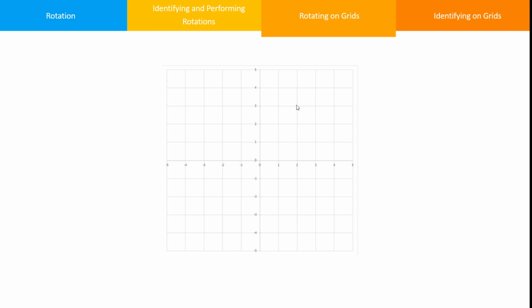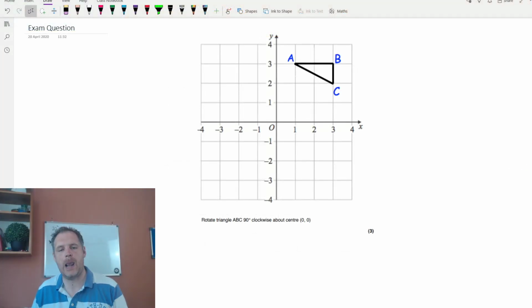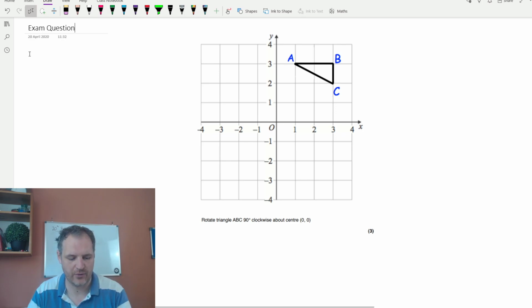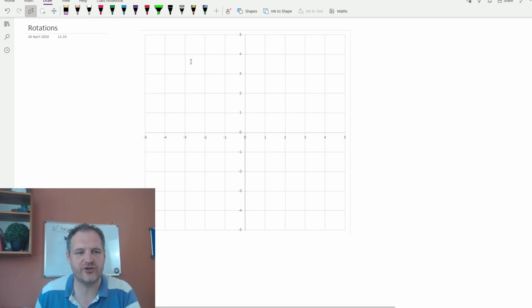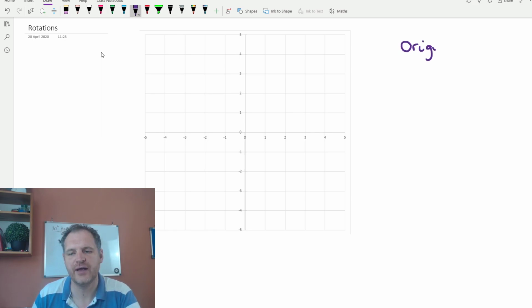Okay. If we have a dot here, the centre, the points will tell us where the centre is. And we're going to head over to the studio where we can see this live. Right, so first of all, we want to focus on using the origin. The origin is always 0, 0. So if it says rotate around the origin, we're going to put a dot at 0, 0.